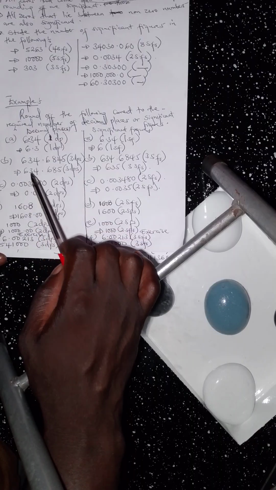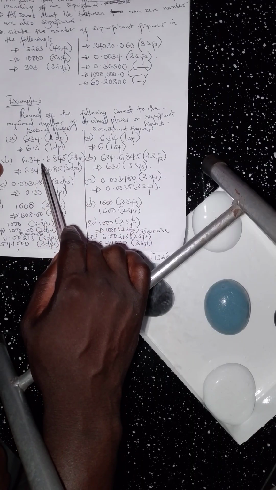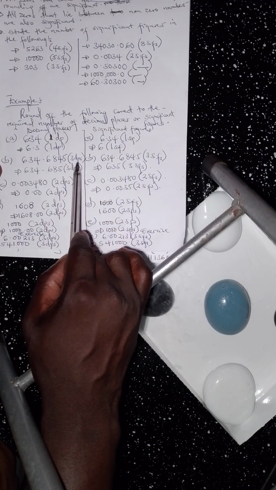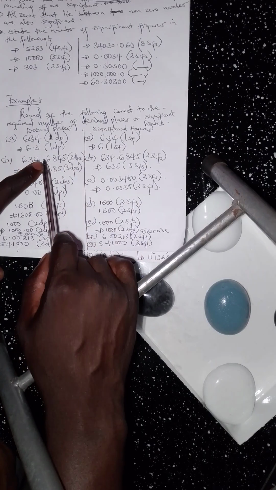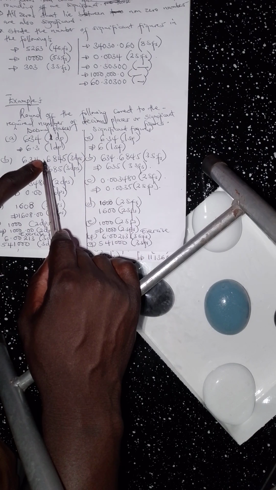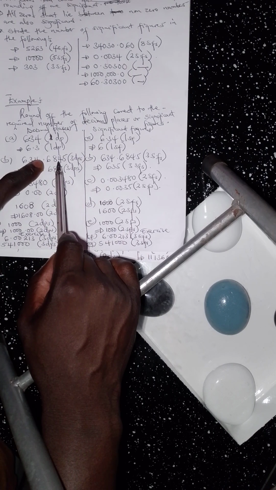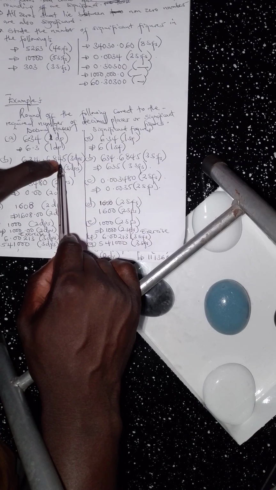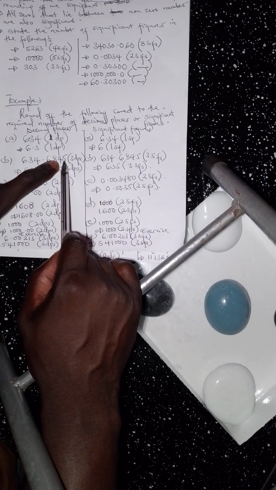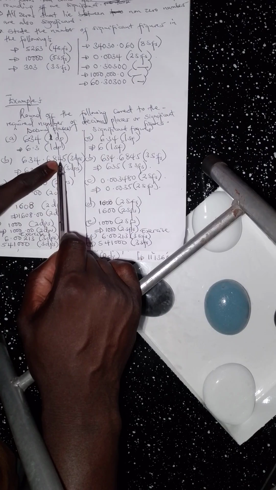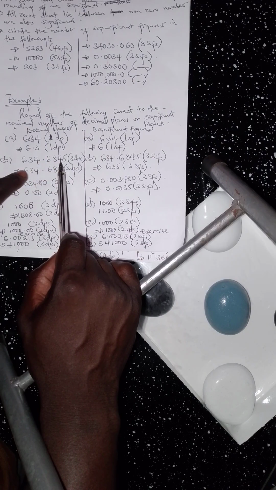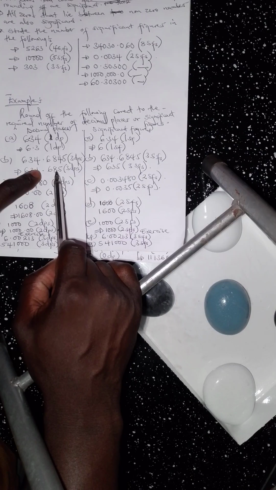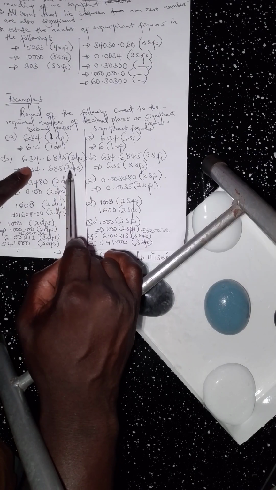In part B, we have 634.6845. They want it to 3 decimal places. After the decimal point, you count the number of decimal places. We have 1, 2, 3. So these are the decimal places which they want us to reduce the value to. You examine this value. If it is from 0 to 4, you add a 0. If it is from 5 to 9, you add a 1. So the final answer becomes 634.685 in brackets 3 decimal places.